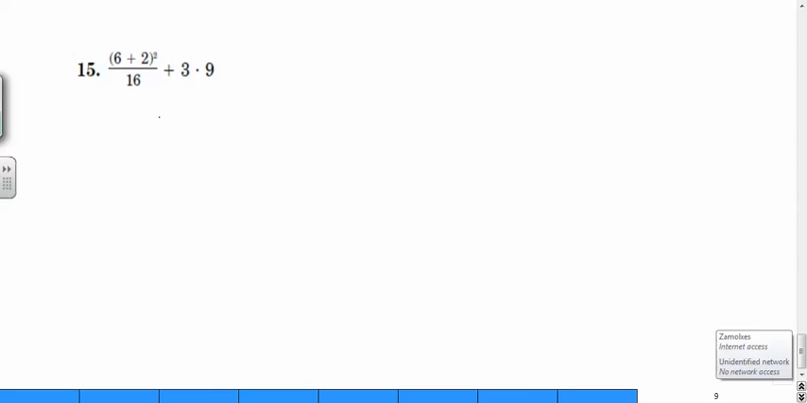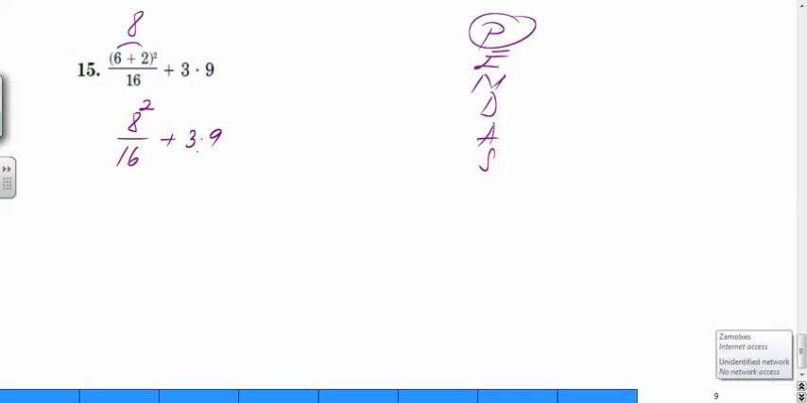6 plus 2 squared over 16 plus 3 times 9. PEMDAS, right? Parentheses, do I have parentheses? Yes, I do. 6 plus 2, that will be 8. So my expression is 8 squared, don't forget that, right? Over 16 plus 3 times 9. Do I have exponents? Yes, it would be 8 squared. What is 8 squared? That is 64. We did it in the previous problem. Over 16 plus 3 times 9.